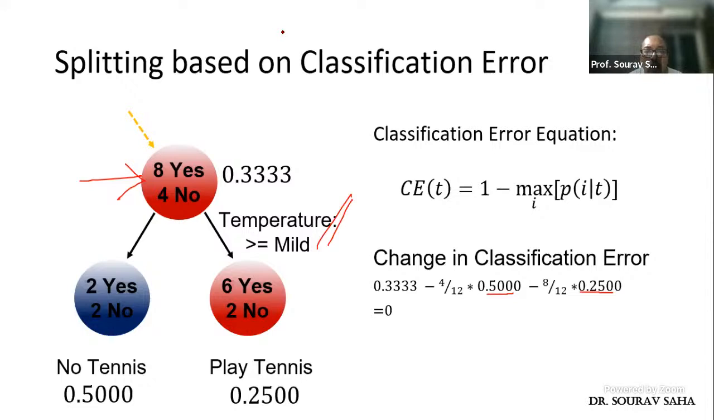Kavita is asking how did we get 0.33? Kavita, we had discussed this in the very beginning. For the root node, what we calculated was the classification error as 1 minus maximum of 8 by 12, comma 4 by 12, which is basically 1 minus 8 by 12. 8 by 12 is 2 by 3, so 1 minus 2 by 3 is 1 by 3, which is 0.33.